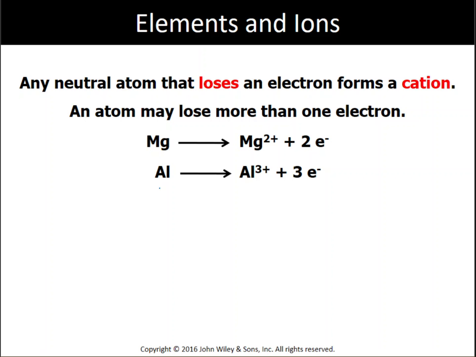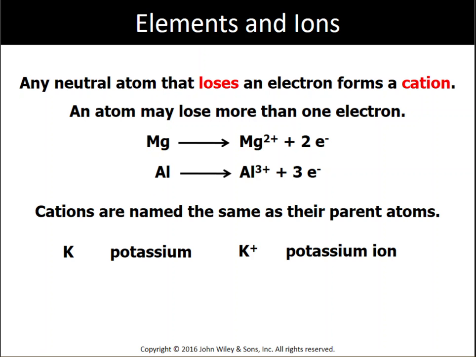Now, how do we distinguish between the element and the ion? Let's look at the naming for cations. To name the elements, we already know. So K, with no charge on it, just the element, is called potassium. But if there is a positive charge on potassium, this becomes potassium ion. So for cations, you use the name of the element followed by the word ion.